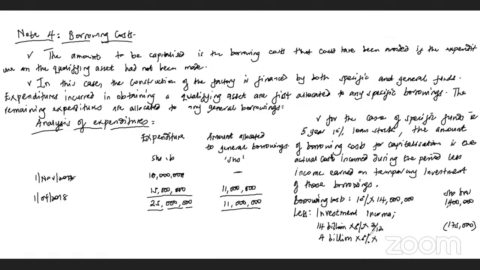Times how many months? Times 5 months, that is from 1st November to 1st April. So this is 5/12. How much is that investment income? It is 83,333.33, plus the 3 zeros. This is how much we have as our investment income on the 4 billions.